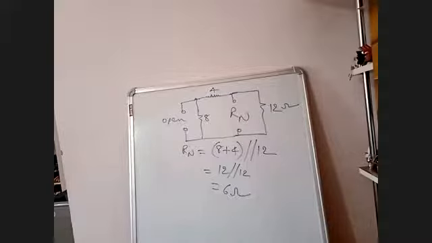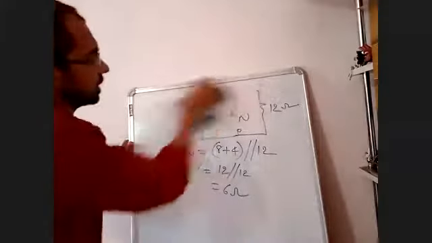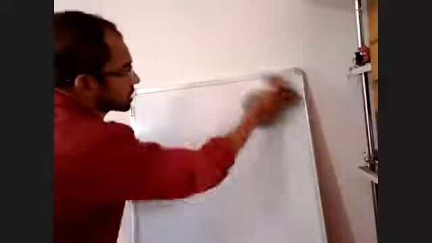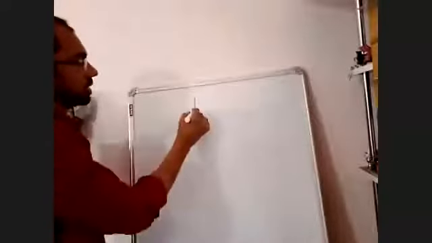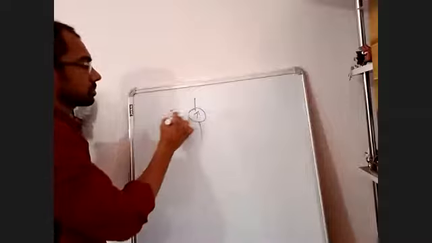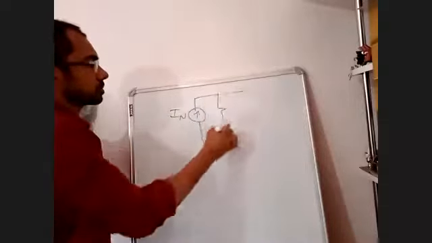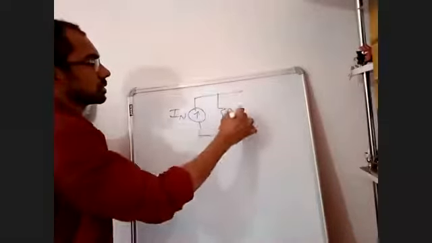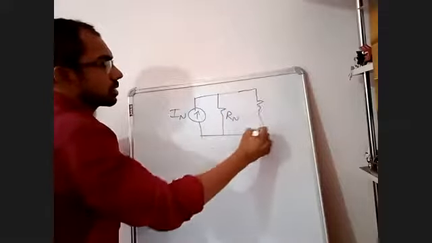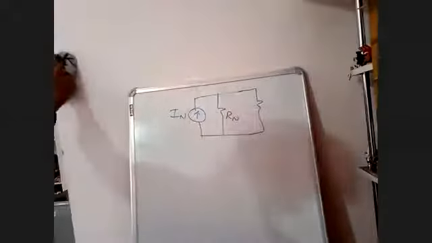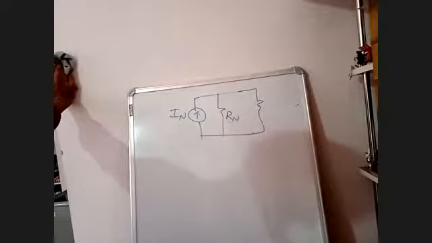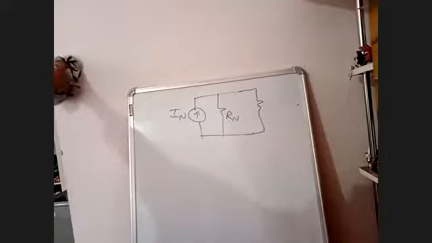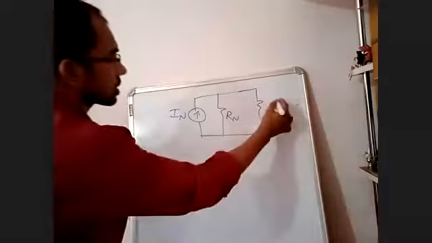Okay, now we'll go to the problem. He is asking us to determine the current in 6 ohms. So I'm drawing the equivalent circuit. What is the resistance we have removed, we have shorted there in the problem? What is the resistance we have short circuited? 6 ohms, sir. 6 ohms.